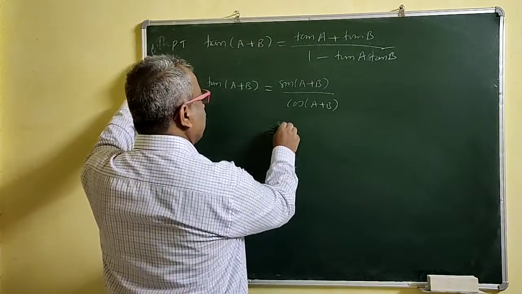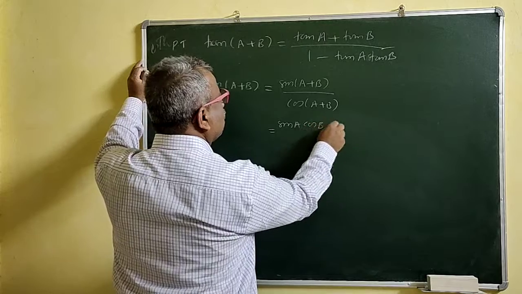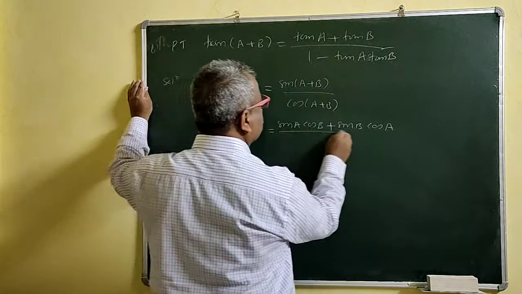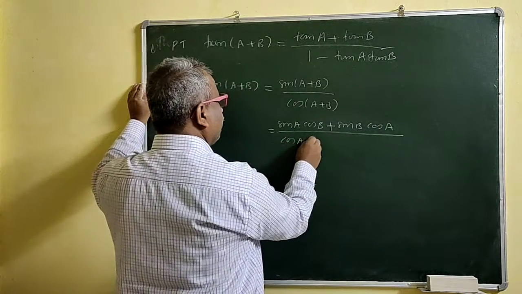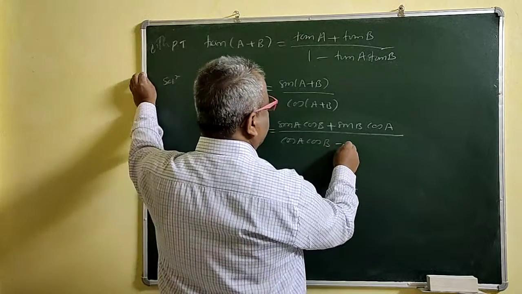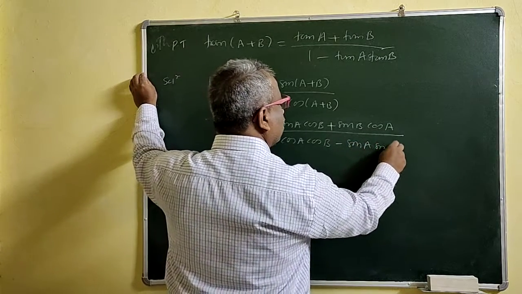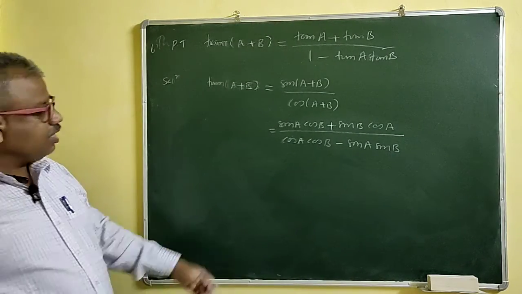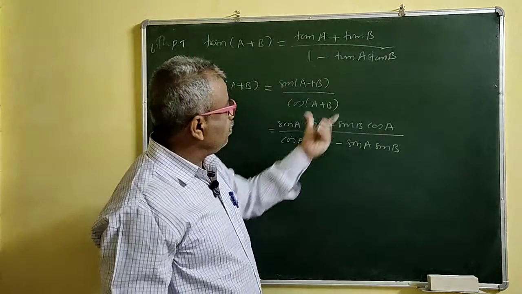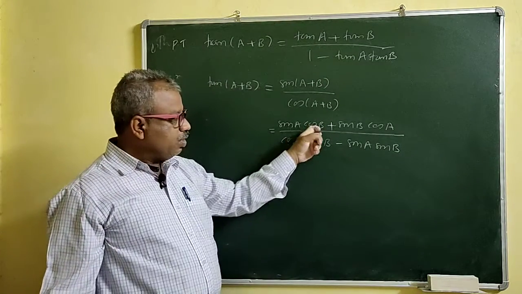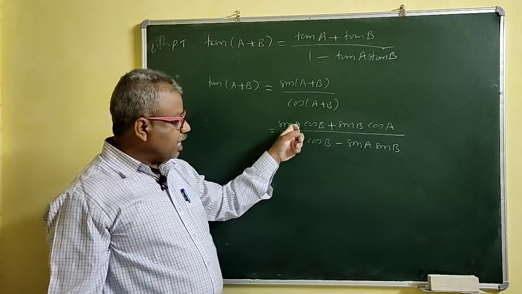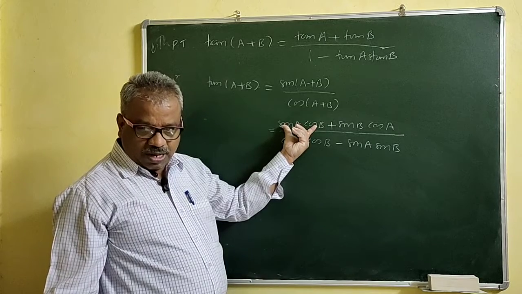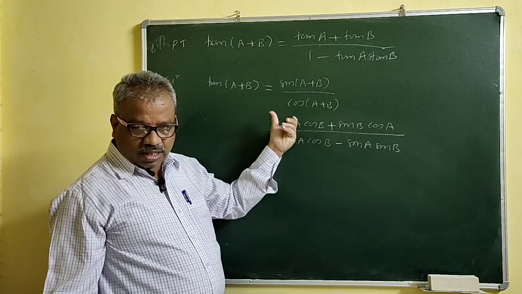So this is equal to (sin A cos B plus sin B cos A) upon (cos A cos B minus sin A sin B). Right? Now we want tan. Now see here, you want tan A plus tan B. How can you get the tan A? Your cos B should get cancelled, and sin A upon cos A. That means if you divide this term by cos A cos B, then your cos B gets cancelled and you get sin A upon cos A, right?